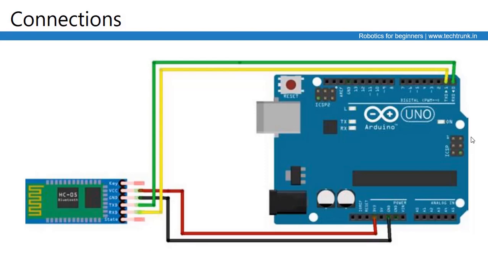For making Arduino communicate with the S05, the communication pins should be connected as follows: TX, that is the transmitter of the S05, should be connected to RX, that is the receiver of Arduino, and RX, that is the receiver of the S05, should be connected to TX, that is the transmitter of Arduino. Once we do this connection, we will be able to make our Arduino communicate with the S05, that is, our Arduino will be able to communicate over Bluetooth protocol.